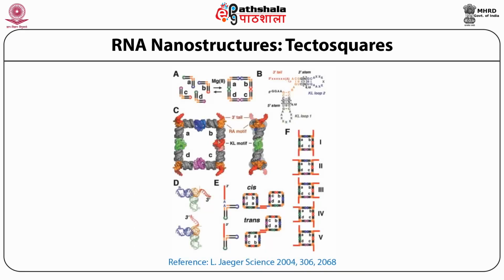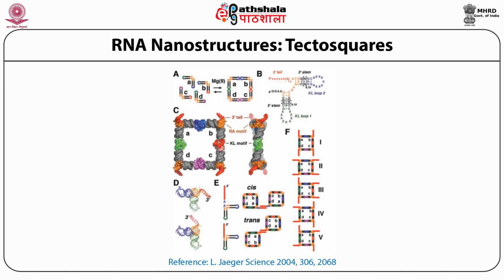So we have seen different nanostructure formation in 2 dimensions and 3 dimensions from DNA. Similarly, RNA can also form nanostructures, and one famous example is something called Tectosquares, which are also found in tRNA. Similarly, it can have intra-strand secondary structure formation, and you can see the different secondary structures A, B, C, D, which in the presence of magnesium can form a Tectosquare.